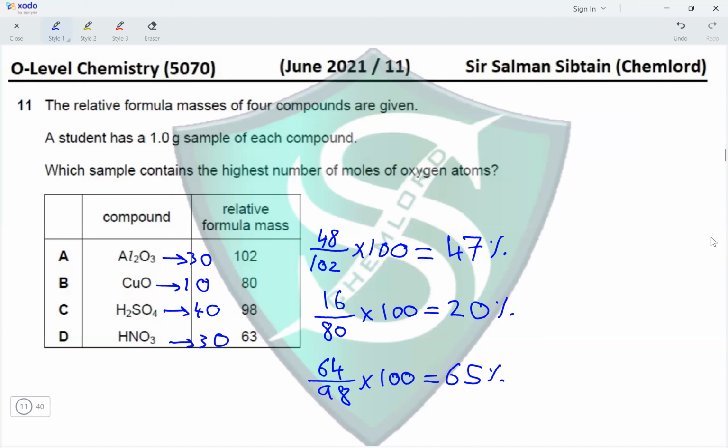And for the last one, we have 3 oxygen atoms. So 16 times 3 is 48. 48 divided by 63 times 100 would give us a percentage of 76% by mass of oxygen, which would mean that the greatest moles of oxygen would be present in HNO3, making option D the correct option for this question.